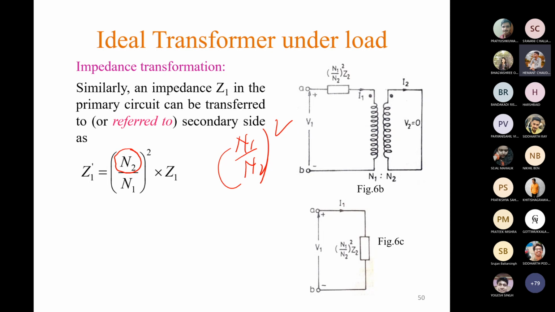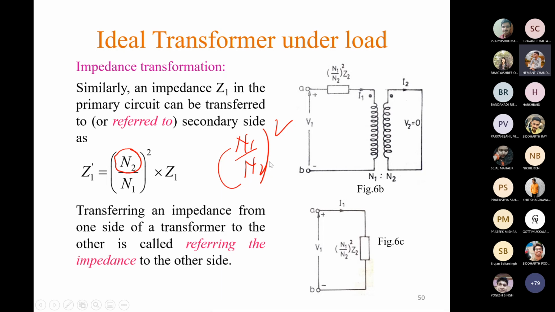Okay, so transferring an impedance from one side of a transformer to the other side is called referring the impedance to the other side. So here you are referring something from one side to other. Is it clear how to refer some impedance from one side to other?